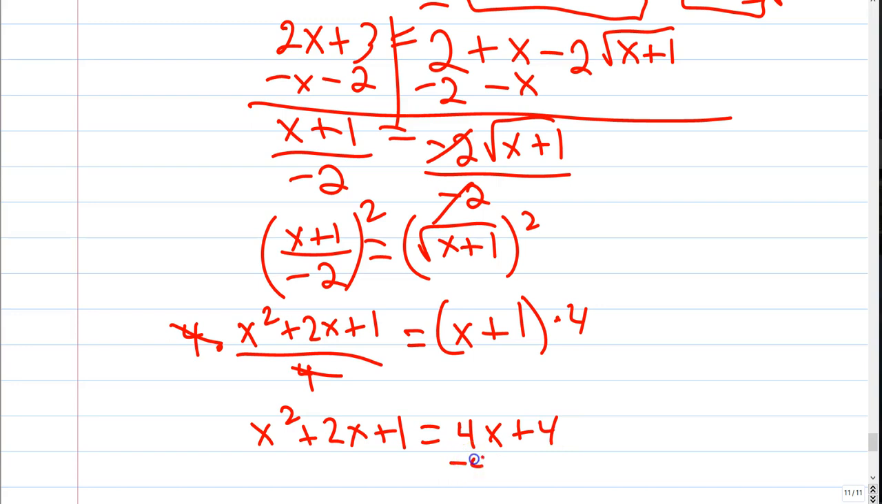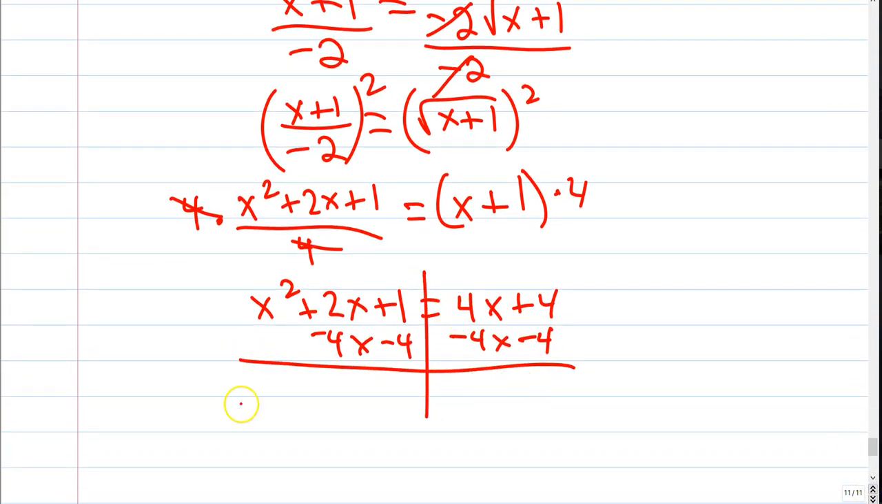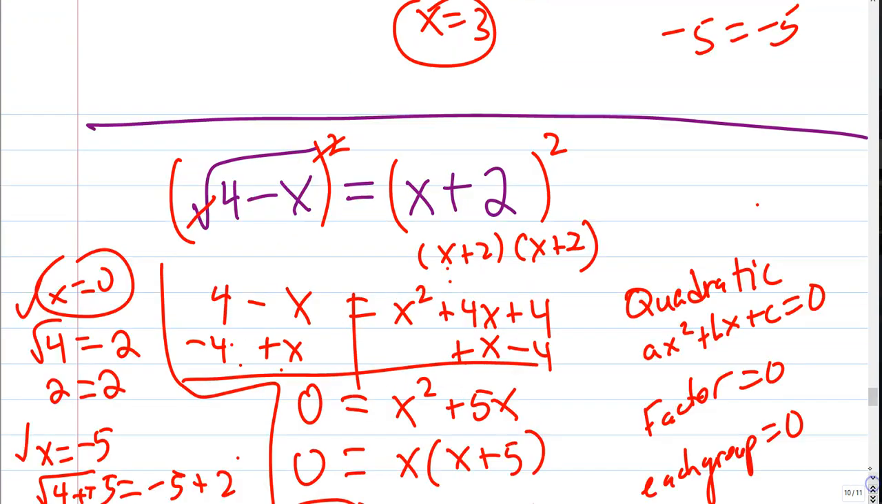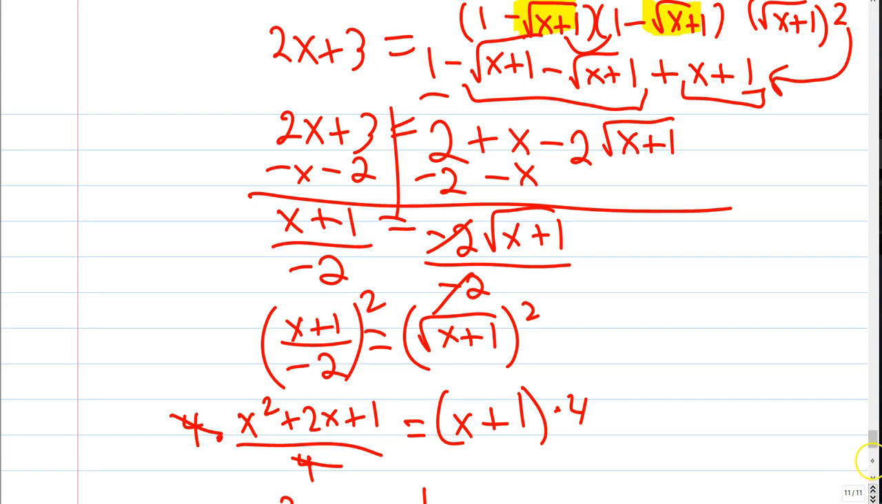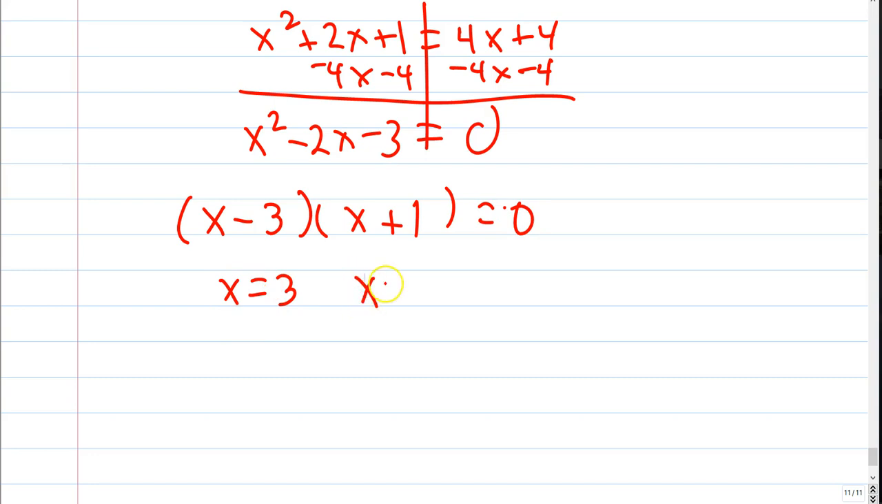This is quadratic, so we need to set it equal to 0, leaving us with x squared minus 2x minus 3. And dear Lord, I hope this factors. Let's see. Does this sucker factor? 3 and 1. A minus 3 and plus 1. Setting each group equal to 0. X would equal 3. X would equal negative 1. Good news is we're done with solving it.